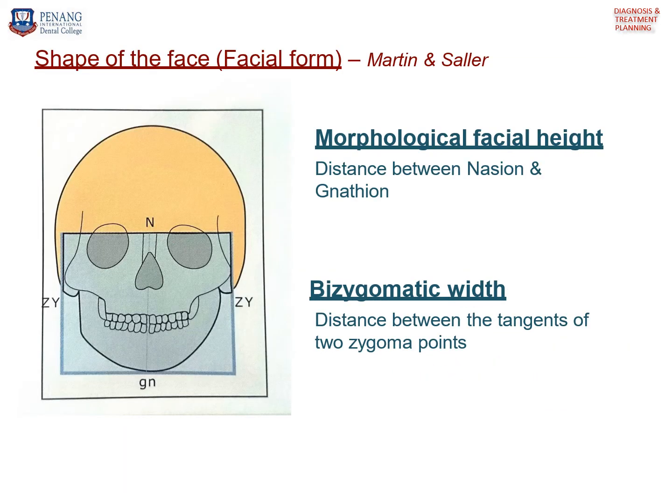Now moving to the facial form. There is again an equation for it. Morphological facial height is the distance from your nasion, the point between your two eyes, to your gnathion. Then your bizygomatic width is the distance between the tangents of your two zygomatic points. Don't worry, we will learn this again when I show you. Once the class resumes on the patient, you will have a better idea of how it looks.